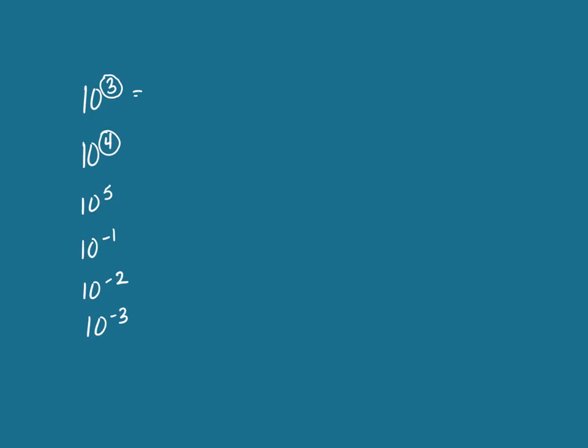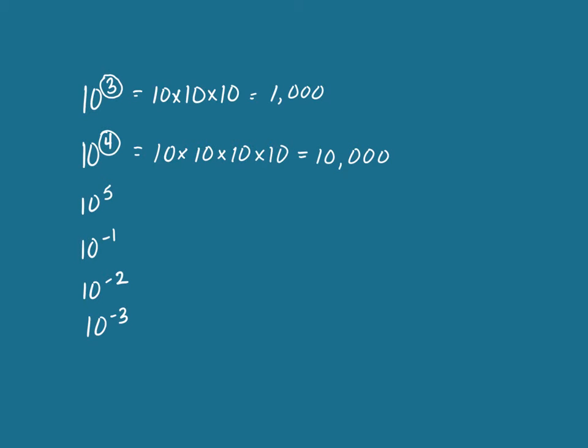This is 10 times 10 times 10, which is the same as 1,000. So going by that same rule, you can do the same thing with 10 to the fourth power. It'd be 10 times 10 times 10 times 10, which is 10,000. Now, you can probably figure out 10 to the fifth based on the rules from the two above.